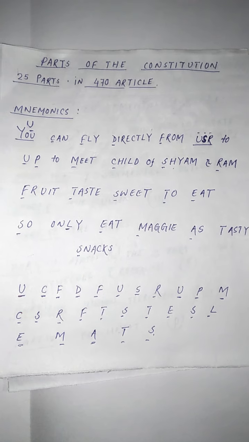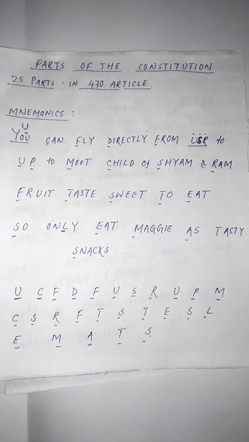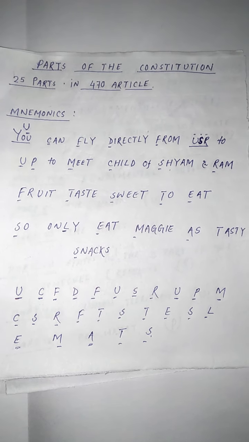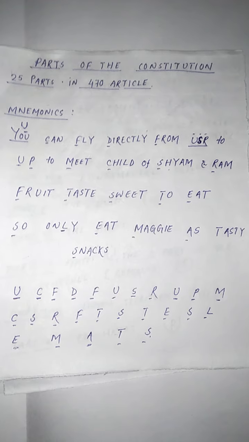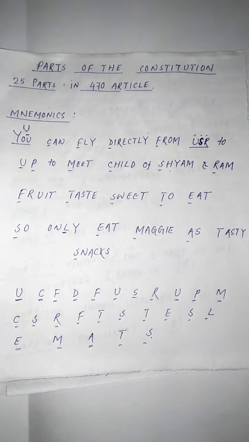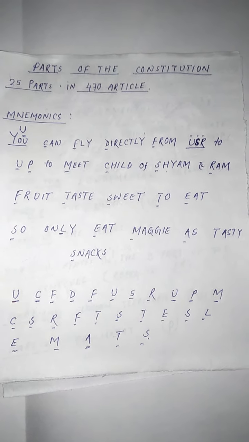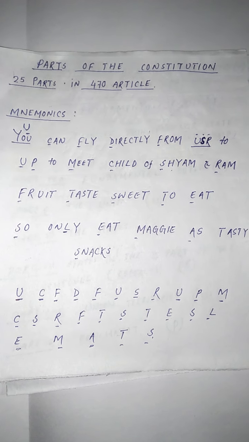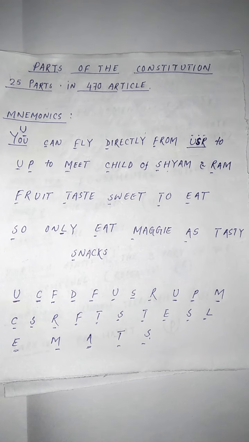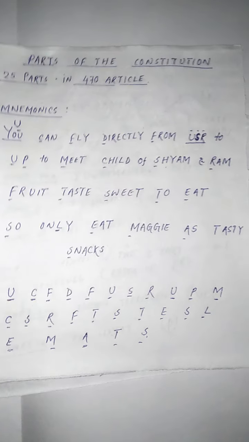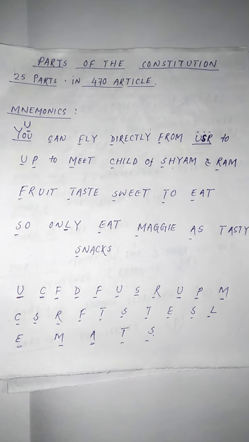The trick goes like this: You can fly directly from USR to UP to meet Child of Shyam and Ram. Fruit tastes sweet to eat, so only eat Maggi as tasty snacks.